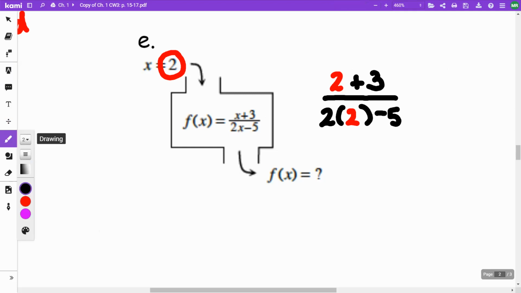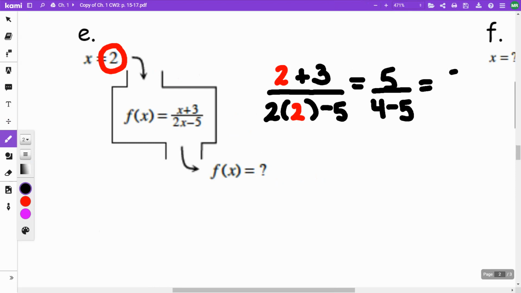Okay, so now I'm going to compute this. On top, I'm going to get a 5. On bottom, I'm going to get a 4 minus 5. Now, when I work that out, I'm going to get a 5, and on bottom, a negative 1. So my output is a negative 5.